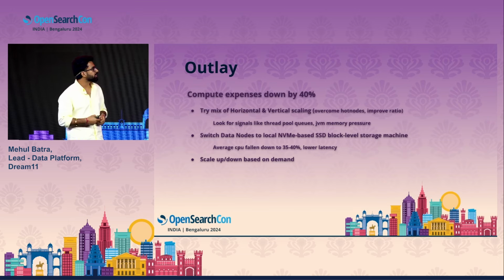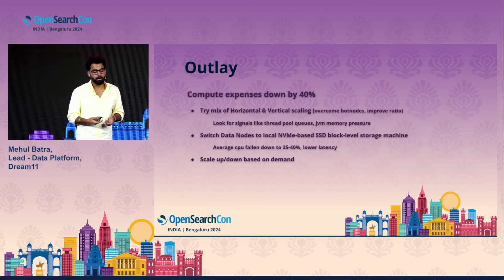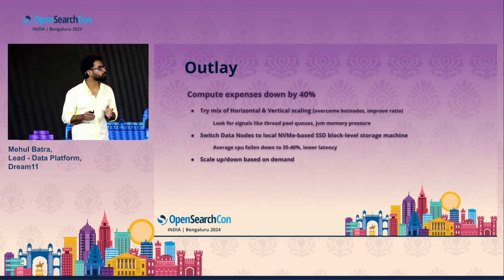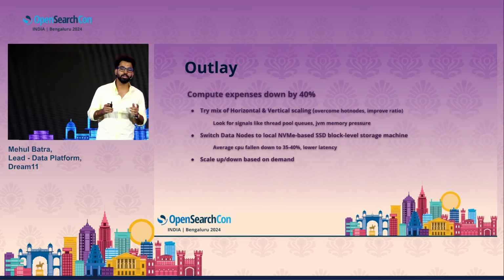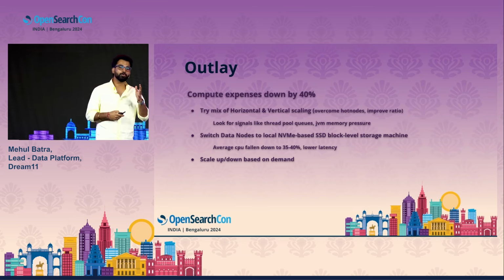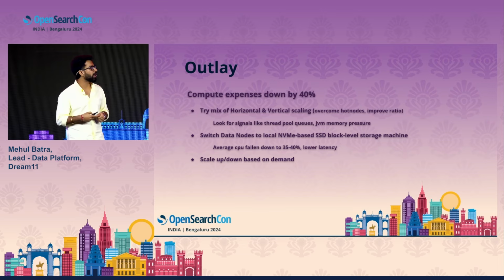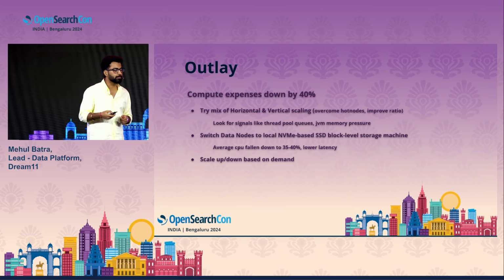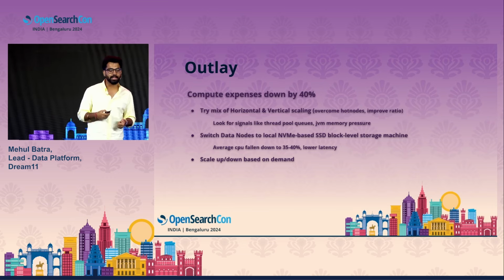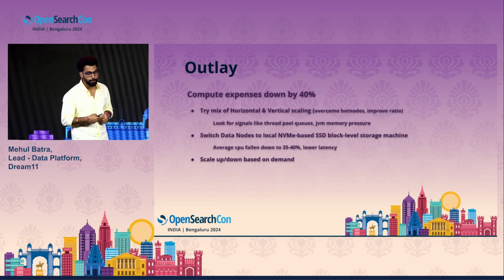On the infrastructure side, it was again a very good opportunity to tweak our computes. We tried a mix of both horizontal and vertical scaling. As we all know, one size doesn't fit all. It helped us overcome hot nodes, improved our node and shard count ratio, and get the best out of every single machine. And while doing all of this, some of the signals that we looked at, like the thread pool queues and the JVM memory pressure, helped us a lot.